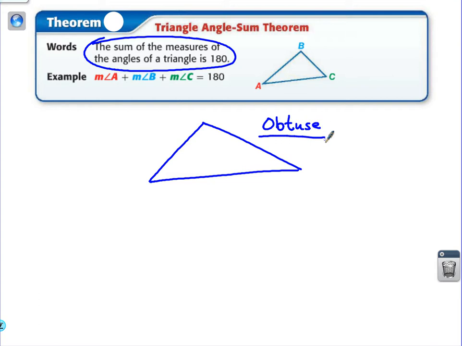So why can an obtuse triangle only have one obtuse angle? How big is an obtuse angle? Bigger than what? 90. So take two angles bigger than 90. Add them up. You're already bigger than 180, aren't you? So it's impossible. Or take a right triangle. A right triangle has one right angle, not two. Because if you had two right angles, that'd be 90 and 90, which is already bigger than 180.